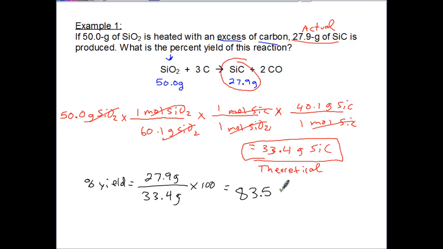83.5%. What that's telling us is that in the reaction we did in the lab in this case, we got 83.5% of the product out of that reaction. Or you recovered it even. Or recovered. That's a really good word.